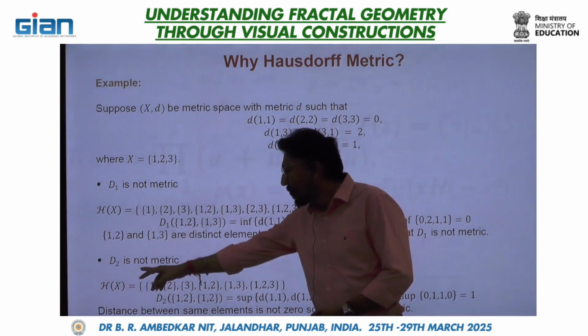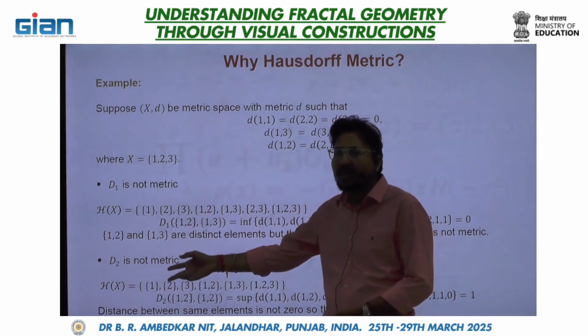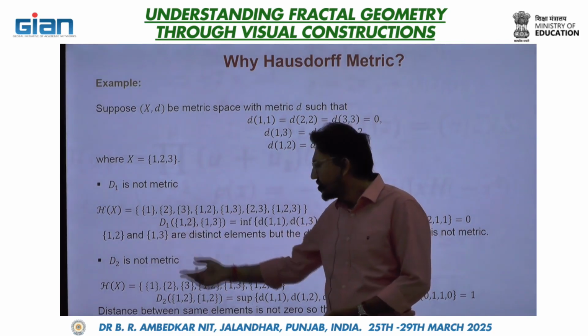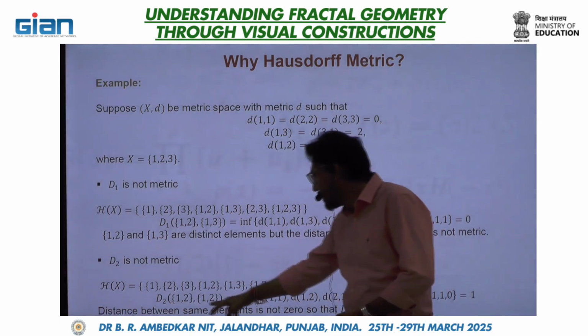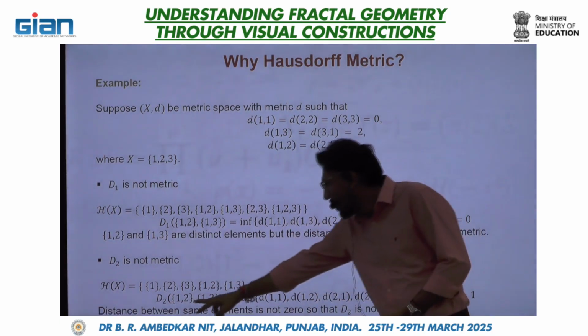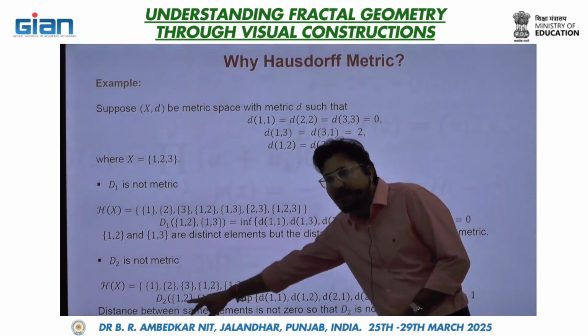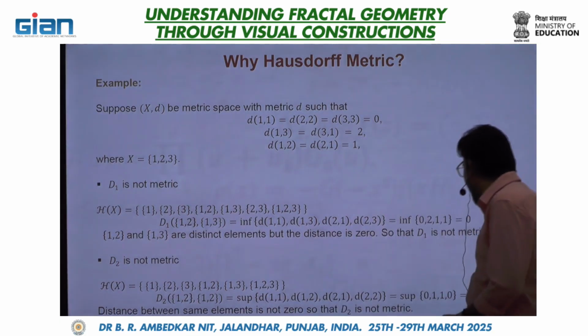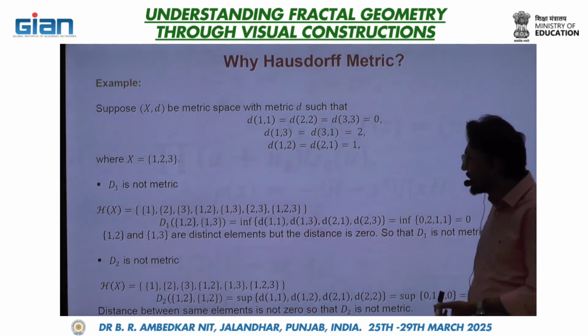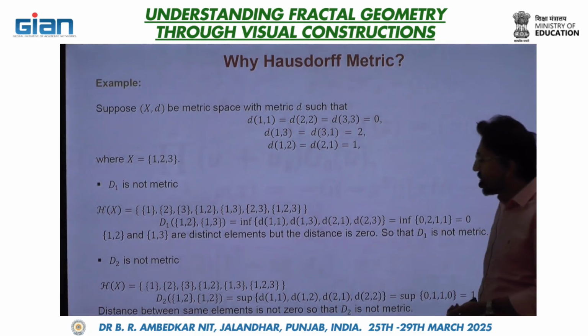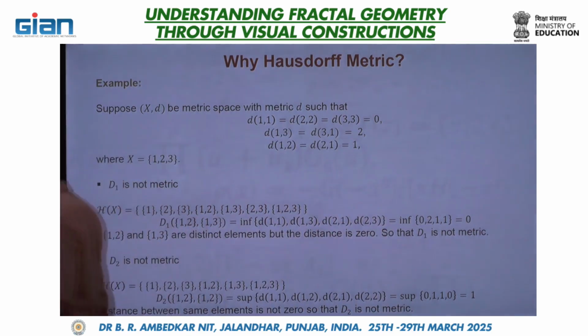Now in the same way you can say that D2 is not a metric. D2 means take the supremum, then H of X. And here also we have found D2. D2 of {1,2} and {1,2}, the same point I have taken. If D2 is a metric, then you must get 0 here. But you are not getting 0. You are getting 1. Okay. So that means D2 is also not a metric. Okay. Then we go further.